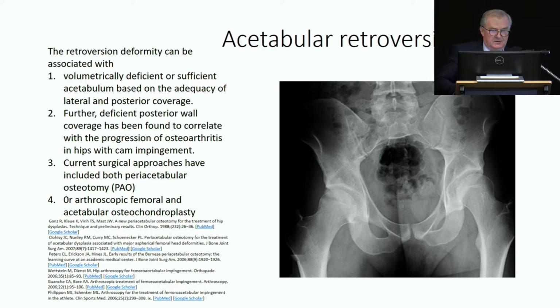So, retroversion. The retroversion deformity can be associated with a volumetrically deficient or sufficient acetabulum, based on adequate lateral and posterior coverage. Deficient posterior wall coverage can be found and is correlated with the progression of osteoarthritis. The current surgical approaches have included PAO and/or open or arthroscopic femoral and acetabular osteochondroplasty.